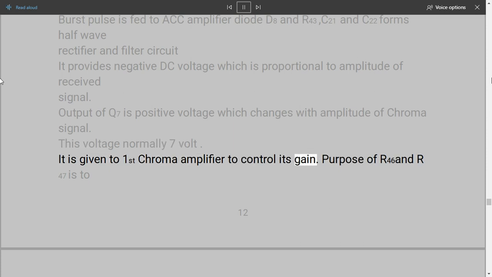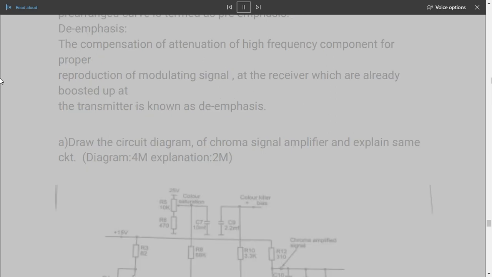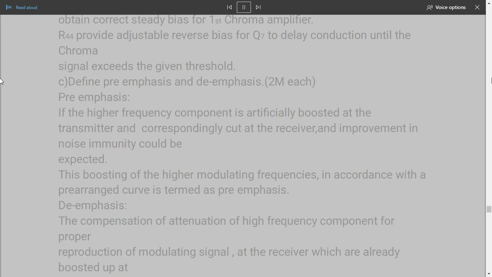The purpose of R46 and R47 is to obtain correct steady bias for the first chroma amplifier. R44 provides adjustable reverse bias for Q7 to delay conduction until the chroma signal exceeds the given threshold.